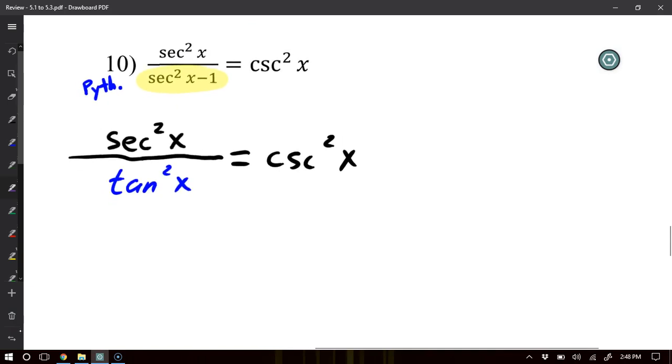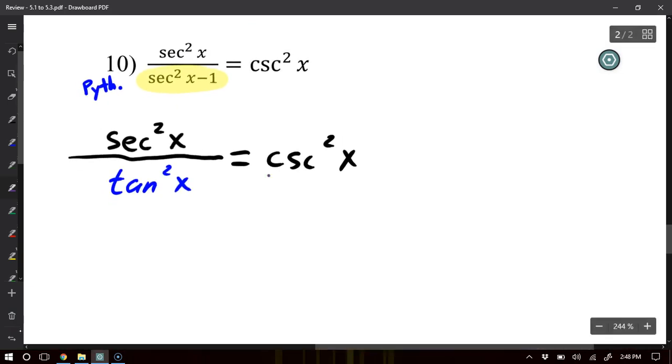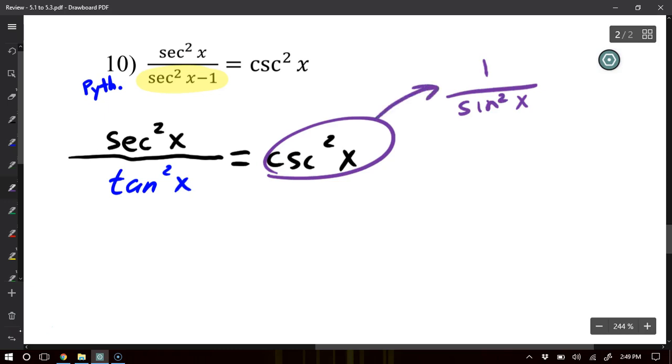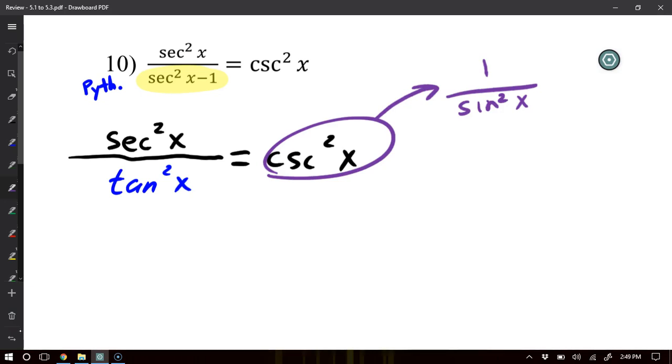So, how do I do that? I'm going to look on the right side because that's what I want. I want cosecant squared of x. Well, I know cosecant means you have a sine in the denominator. So cosecant squared means you have a sine squared in the denominator. So something tells me we're probably going to get to that point. I'm keeping that in the back of my head. I'm probably going to end up somehow with the sine squared in the denominator. So how do I do that?